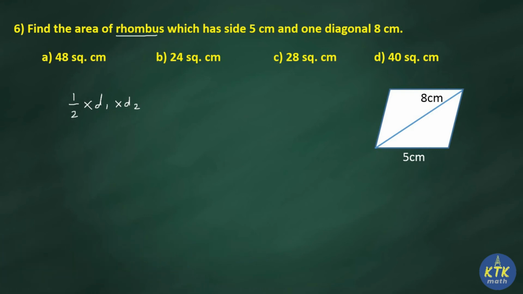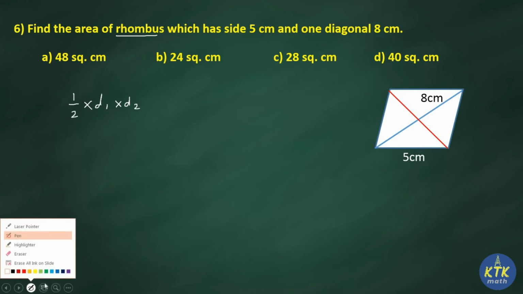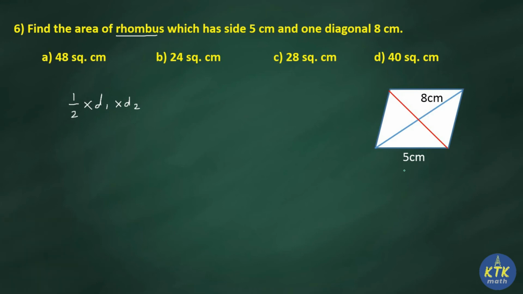Okay, but they gave only one diagonal length. How am I going to find the other diagonal? Any idea? It's a very simple concept only. What is length here? Once I know this length, I can find it, it's a double.